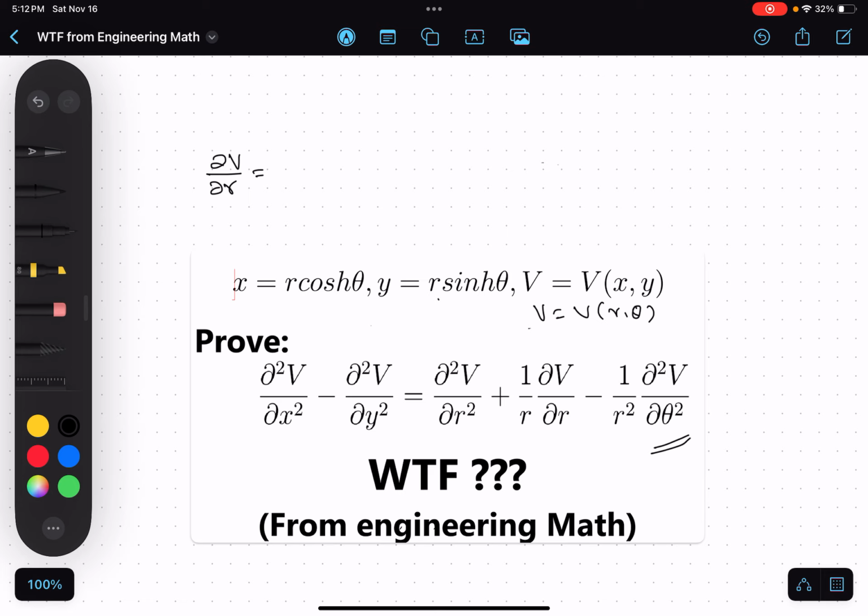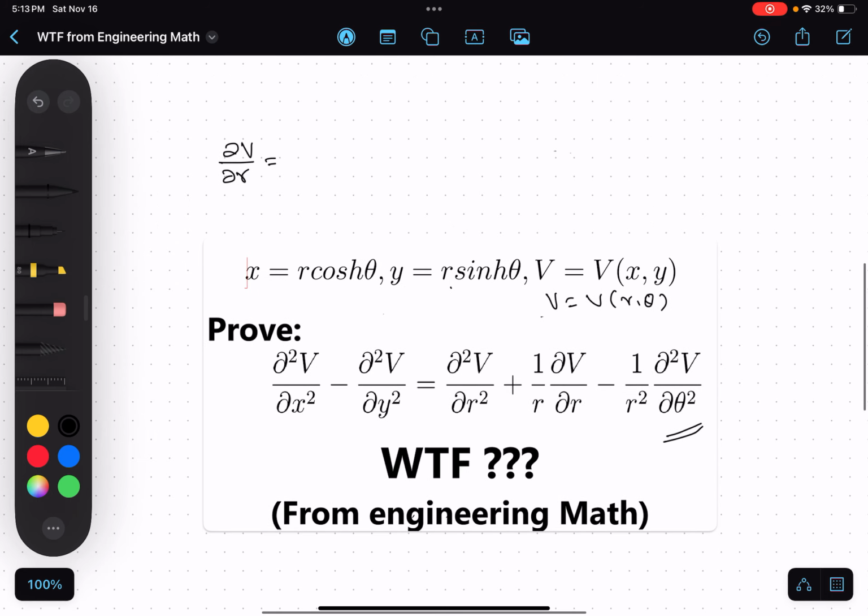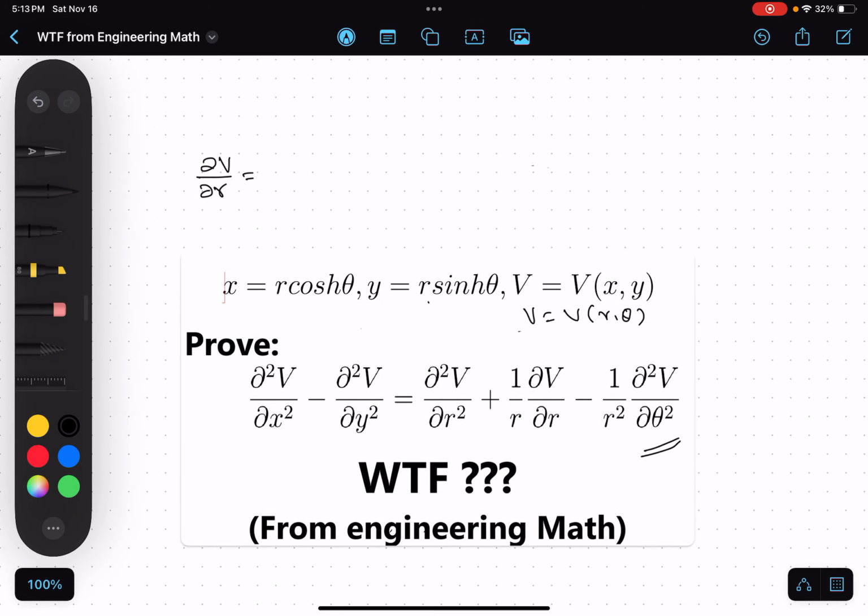Now if I want to find, let's say, partial v by partial r, so basically from r both x and y change, right? So if I want to find the rate at which v changes due to r, I need to find the rate at which v changes due to x when there's a small change in r. So this basically gives us how the change in r changes x, and how that change in x changes v. And similarly over here, how the change in r changes y and how that changes v. So this is how the multivariable chain rule works.